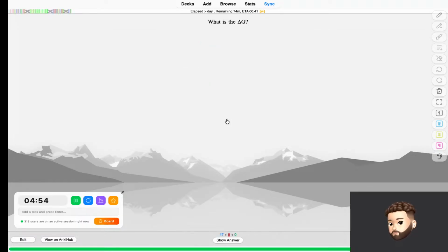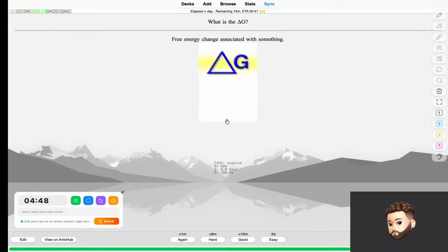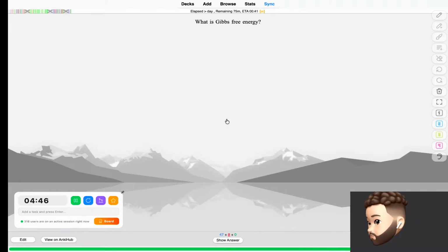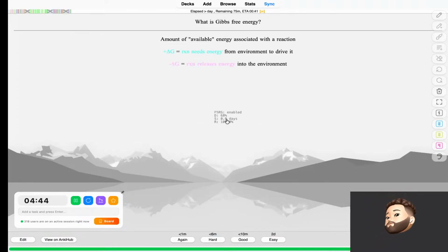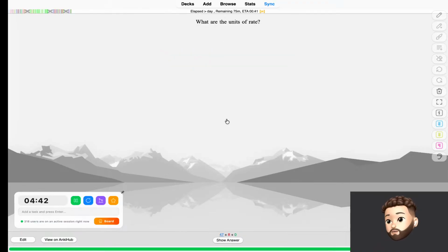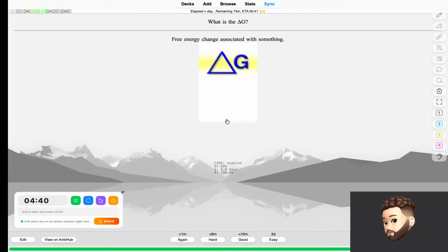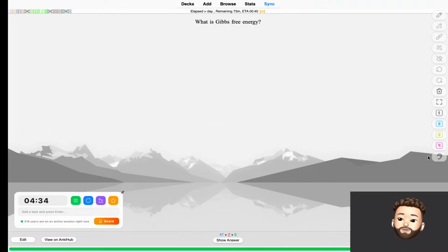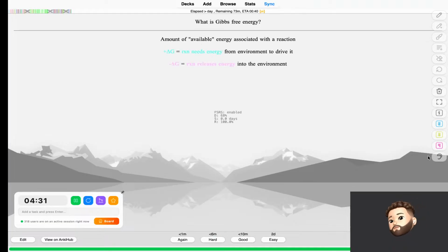Interactions between the molecules. This is the free energy available to participate in a reaction. Associated amount of available energy. I'm about to suspend the first card, bro. I'm suspending this. I just don't see it as useful. It's not more useful than this card. Amount of available energy associated with a reaction.